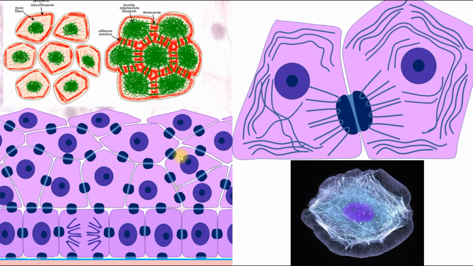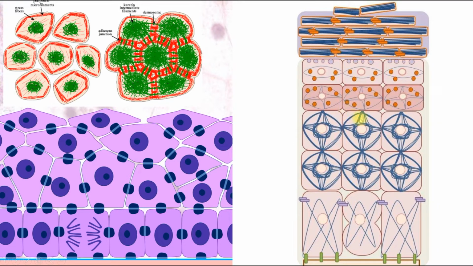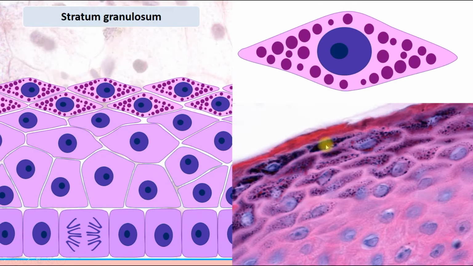And in the superficial layer, stratum corneum, cells are completely filled with keratin, and they protect underlying cells from damage. And here we can see the cytoskeleton of keratin cells in epidermis.